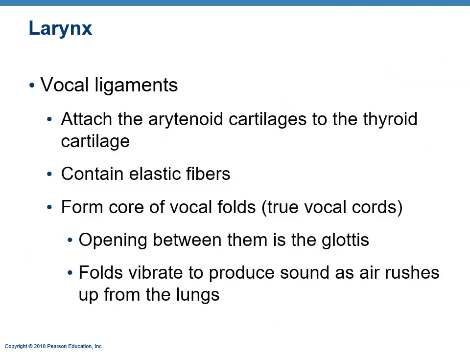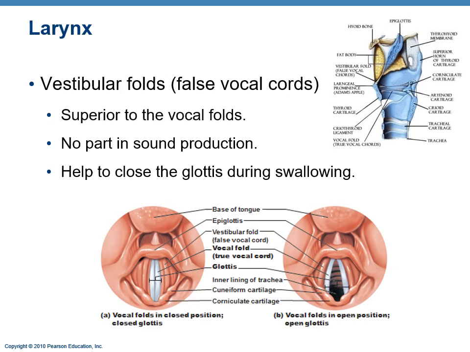There are two sets of vocal ligaments which attach to the arytenoid cartilages posteriorly and then anteriorly to the thyroid cartilage. The vocal ligaments contain elastic fibers and form the core of what are the vocal folds. These are the true vocal cords. The opening between these vocal cords or vocal folds is called the glottis, right? The epiglottis is above it, and these folds vibrate to produce sound as air rushes up from the lungs.